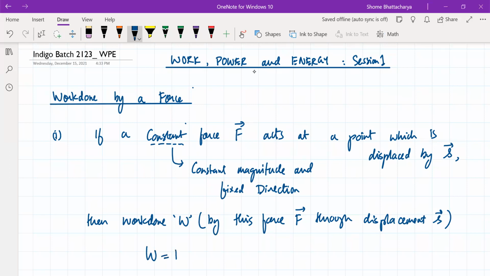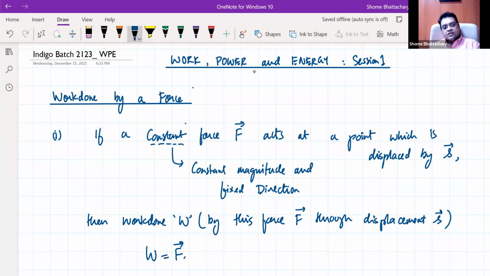Sir, F into S. It is F into S in a special case, where the displacement is in the direction of the force. But what if the displacement's direction is different and the force's direction is different? Then we have to take the component of the displacement along the force.